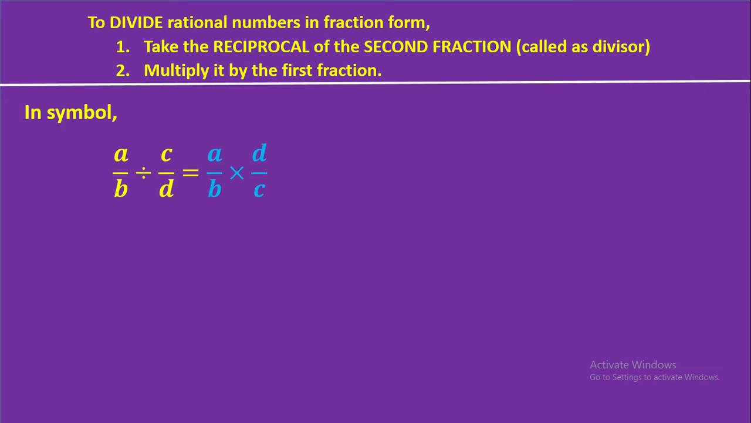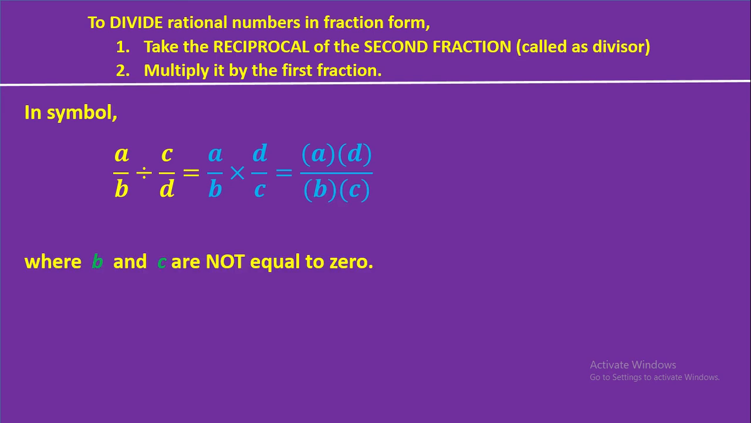And then after taking the reciprocal of the second fraction, we will proceed to the next step, which is multiplying the first fraction. So, in multiplying, madali lang yung gagawin natin. I-multiply lang yung numerator and denominator. Our numerators are a and d, and our denominators are b and c. So, it will become a times d and b times c.